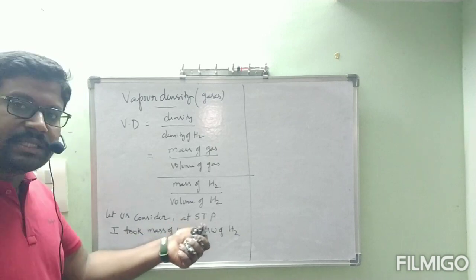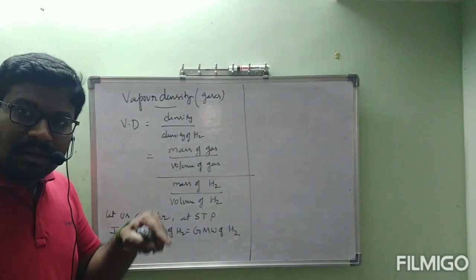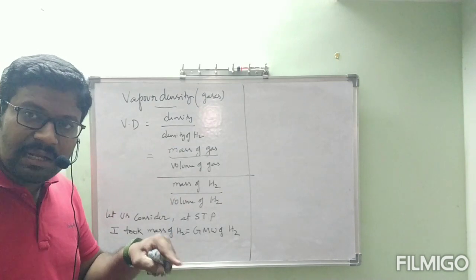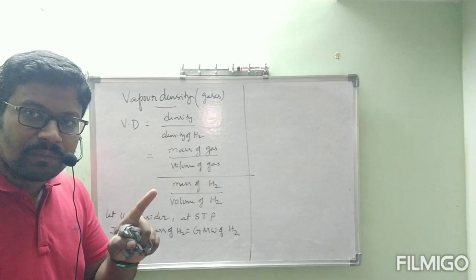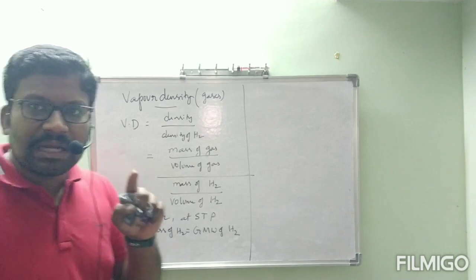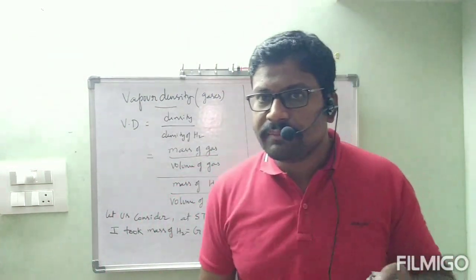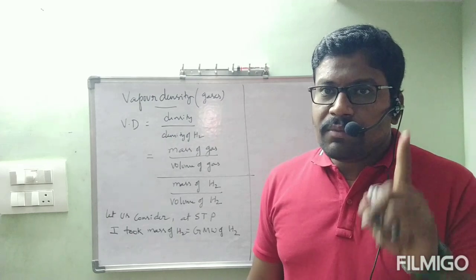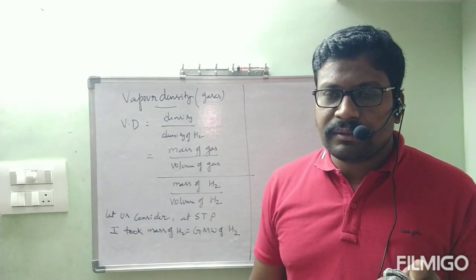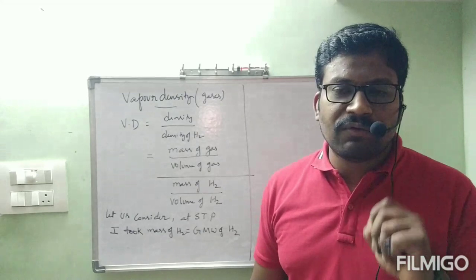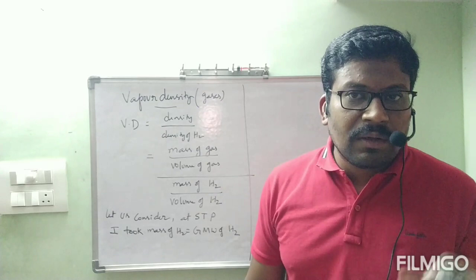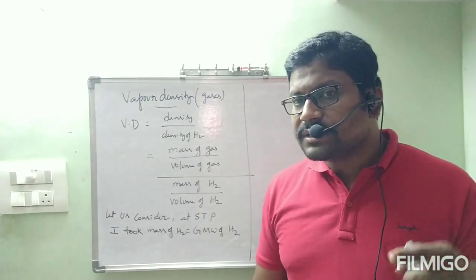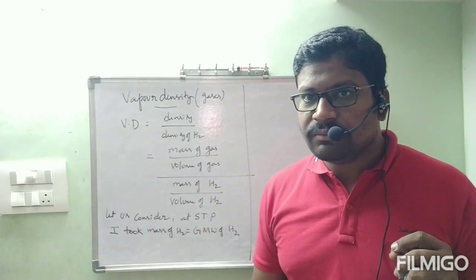At STP, gram molecular mass of any gas, or 1 mole of any gas, will occupy how much volume? 22.4 liters. That is called gram molar volume. One more time: at STP, 1 mole of any gas occupies 22.4 liters. Actual value is 22.414, but while doing problems, we will take 22.4, as we saw in the last class.